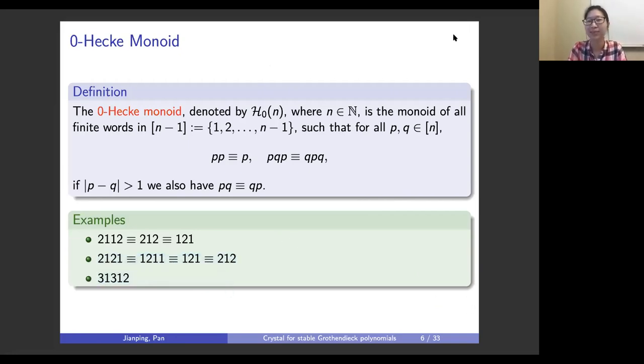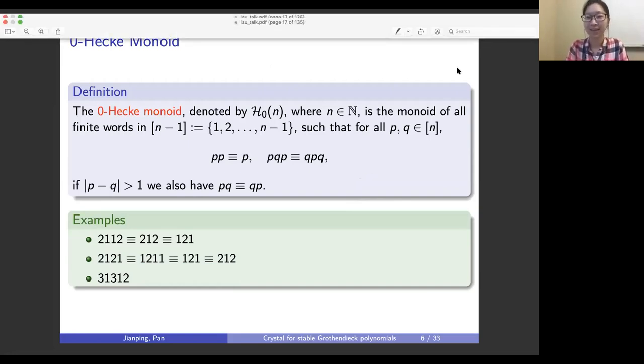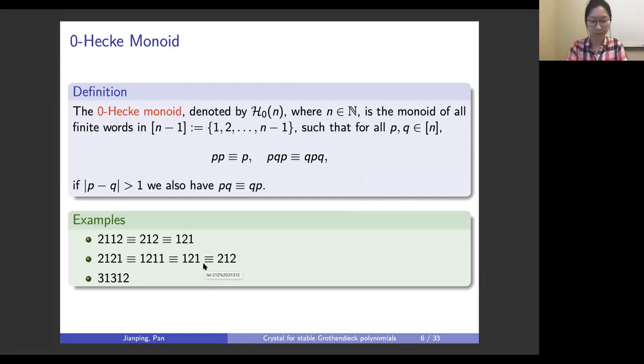I guess no. Oh, okay. 1-3-1. We can. 3-2. Right. So we can, because 3 and 1 commute, so we can just keep 1 for each.